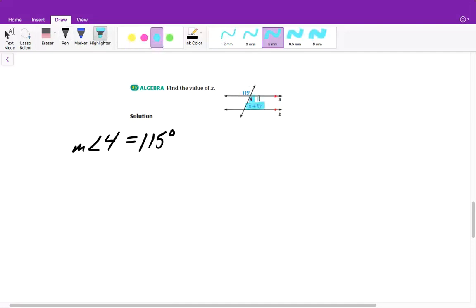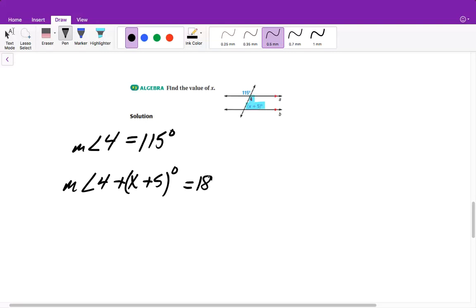Angle 4 and this x plus 5, they are same side interior angles or consecutive interior angles. So that means the measurement of angle 4 plus x plus 5 degrees, so the other angle, is equal to 180 degrees. Now we can substitute. We know that the measure of angle 4 is 115. So 115 plus x plus 5 is equal to 180 degrees.